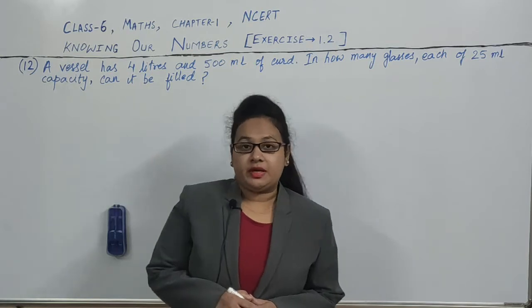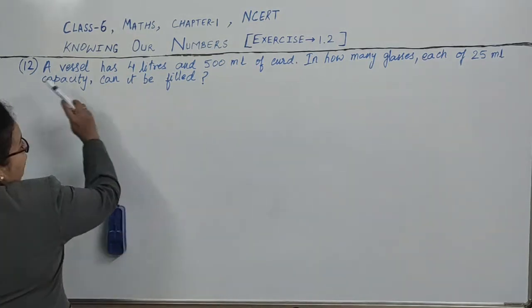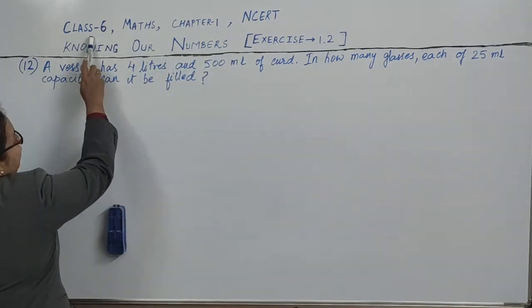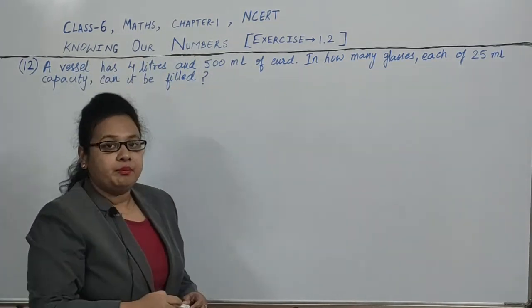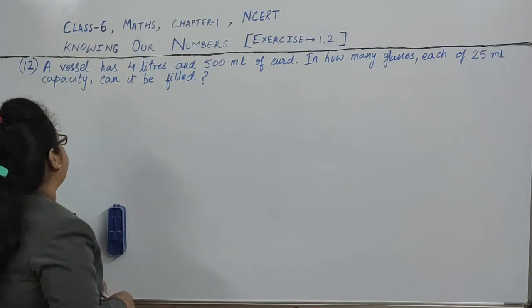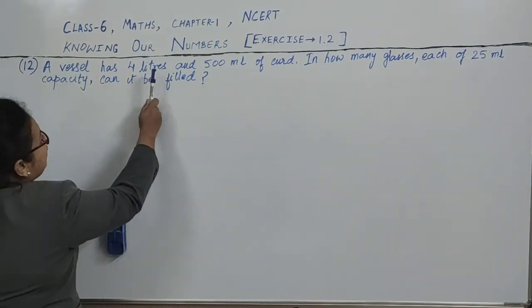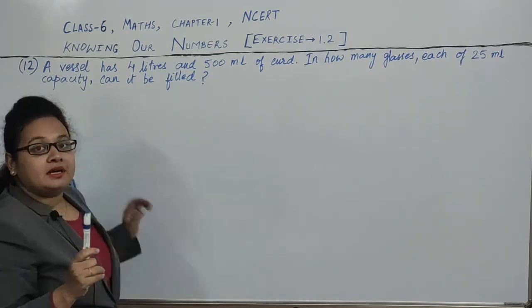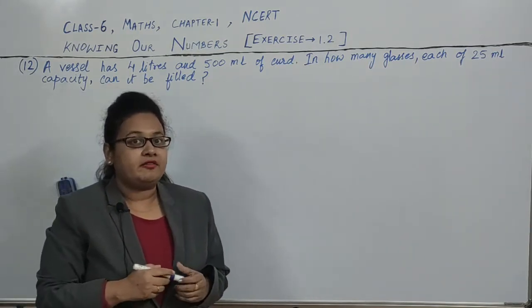In today's class we will do question number 12 of exercise 1.2 of the first chapter, Knowing Our Numbers, from the 6th class Maths NCERT book. Now let us read the question. A vessel has 4 liters and 500 ml of curd. How much curd is there in the vessel?